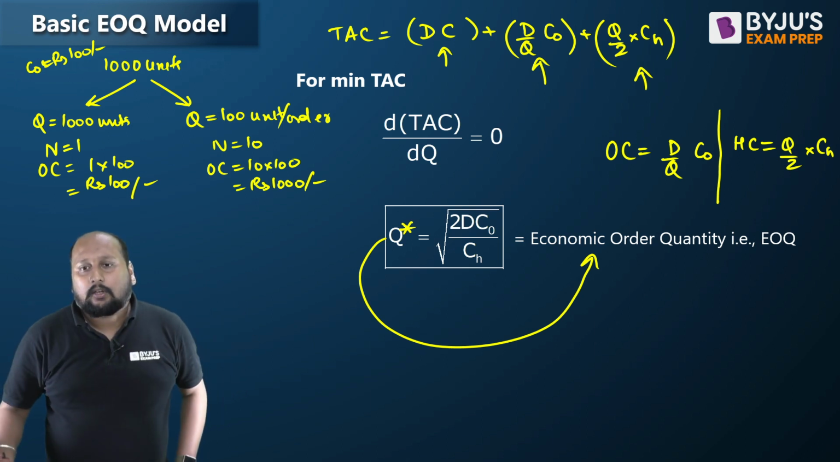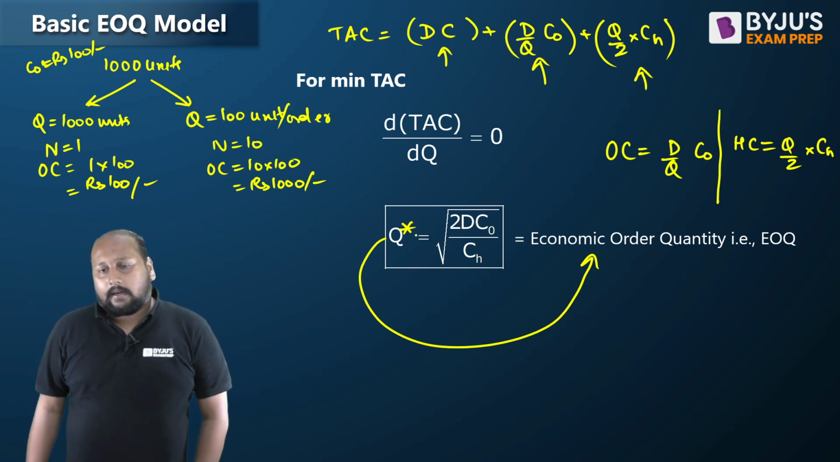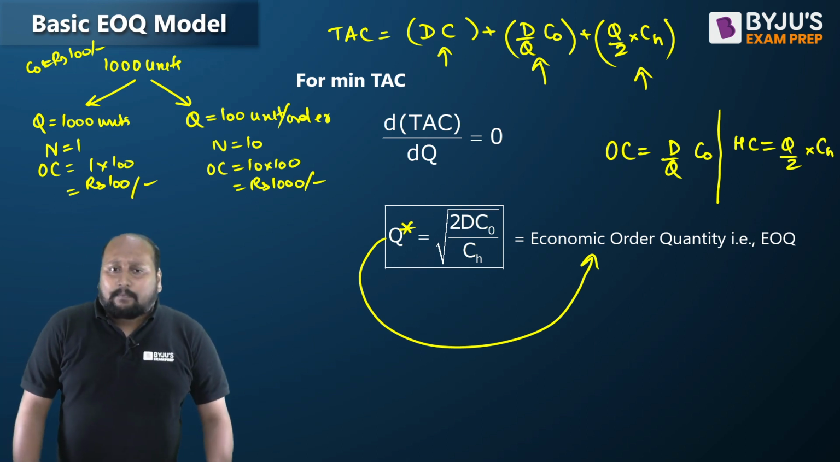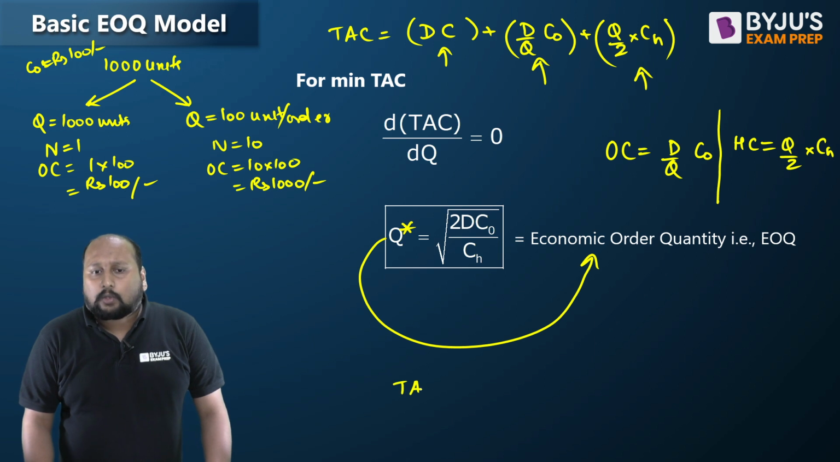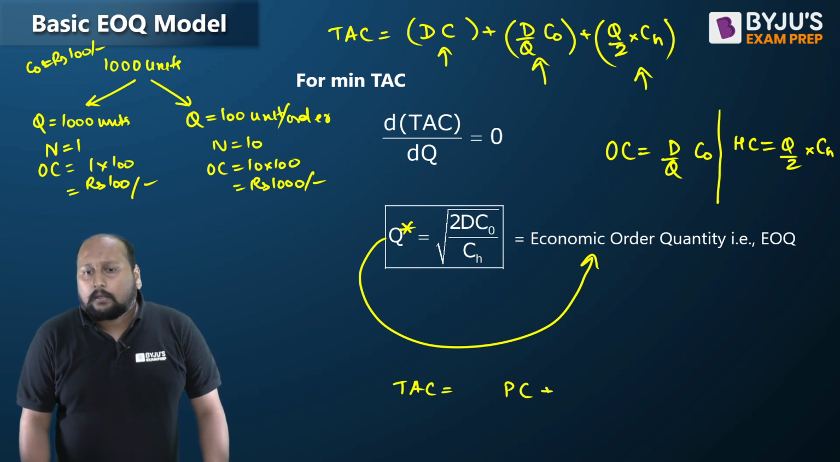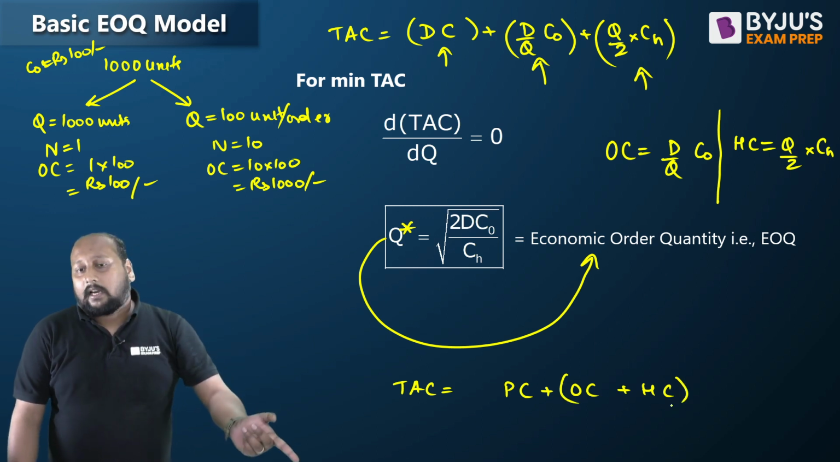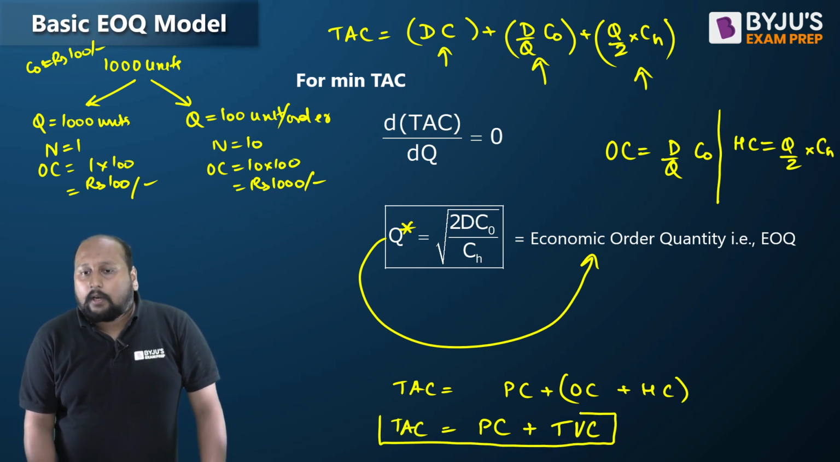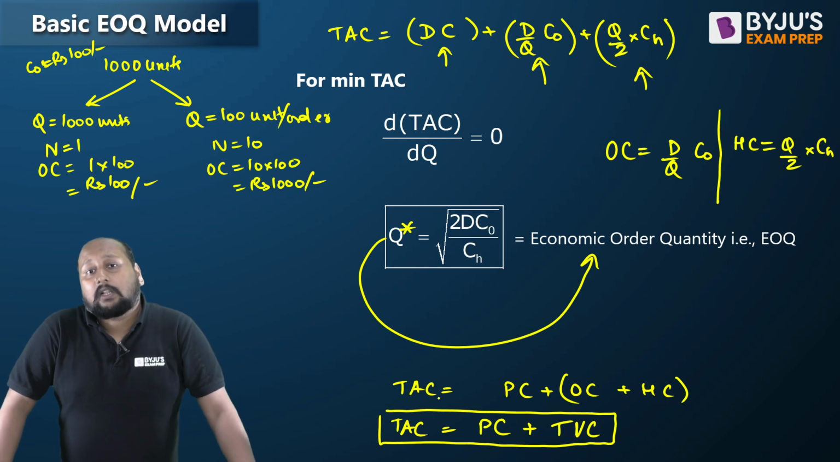That is nothing but your Q star, that is economic order quantity. Okay, fine, economic order quantity. And we can simply say that the total annual cost was purchase cost plus ordering cost plus holding cost. Only ordering cost and holding cost depend on the inventory, so I can simply say this is nothing but purchase cost plus total inventory cost or total variable cost. Okay, because ordering cost and holding cost only depend on the order size.